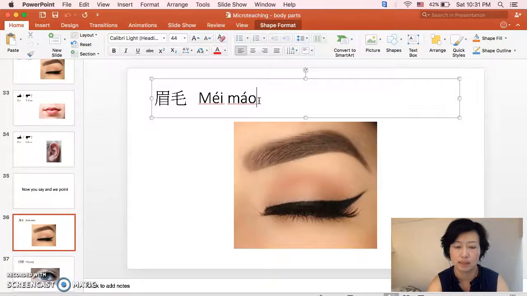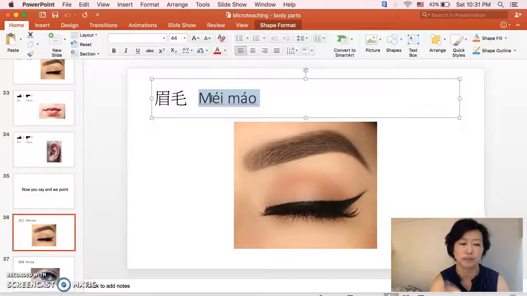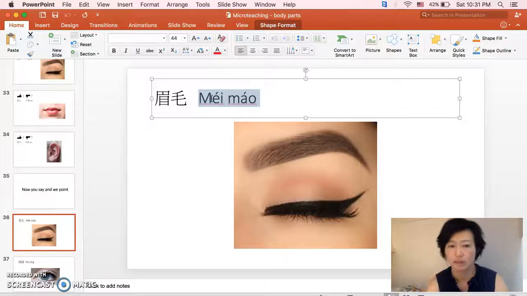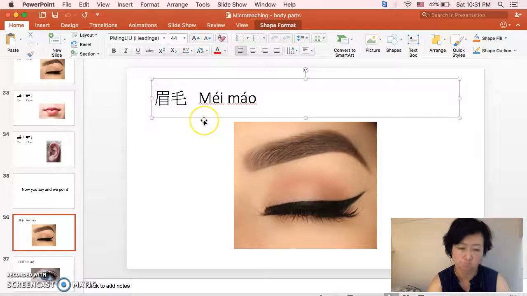One thing I would improve is that in the future I should take out the pinyin for this part of you do, so the student cannot see the pinyin and say the word, and so they must just recognize the picture and be able to say the name of the body part.